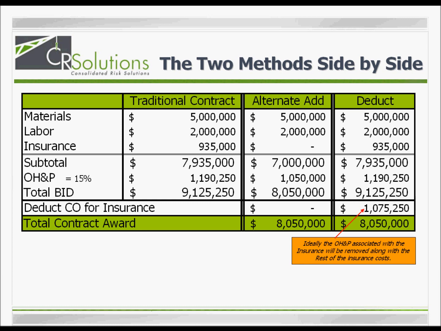The final column illustrates the deduct method. The insurance charges are included, but when they are removed, the associated overhead and profit charges are removed from them as well. In this scenario, not only are we deducting the $935,000 in insurance costs, but we are also deducting 15% of $935,000 for overhead and profit from the bid. Theoretically speaking, each method should provide the same results, but as is often the case, this doesn't always happen.